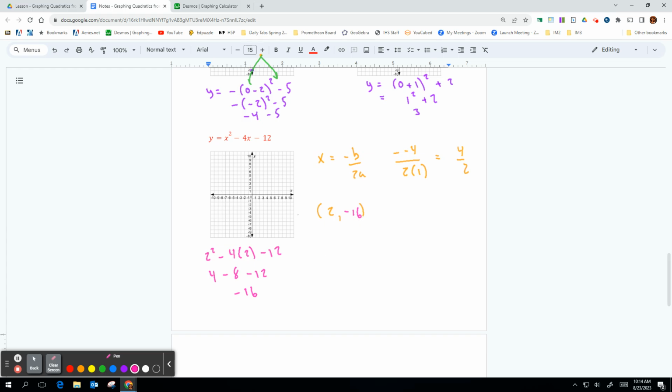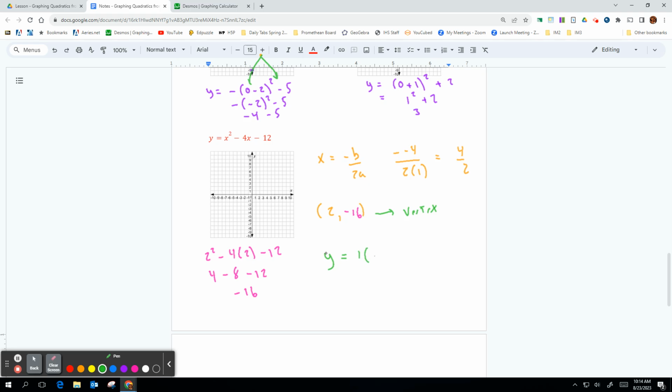Once you have the vertex, now you can just write it in vertex form, because we know what the vertex is. This right here is the vertex. So now I can just write it in vertex form, from that standard form problem. We have the same a. The a is just 1. So I could put a 1 there, but I don't have to.